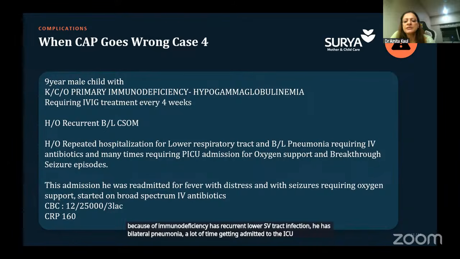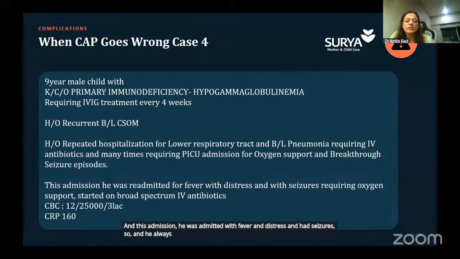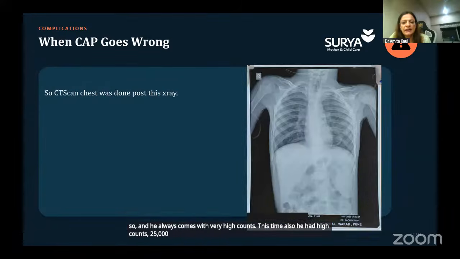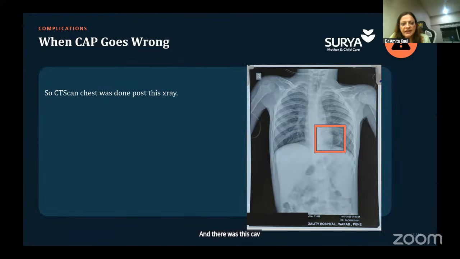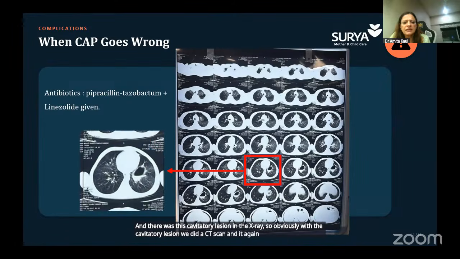And this admission, he was admitted with fever and distress and had seizures. And he always comes with very high counts. This time also he had high counts, 25,000 with very high CRP. And this is the X-ray of the child. And there was this cavitatory lesion in the X-ray. So obviously with the cavitatory lesion, we did a CT scan, and it again showed the presence of a lung abscess kind of picture.